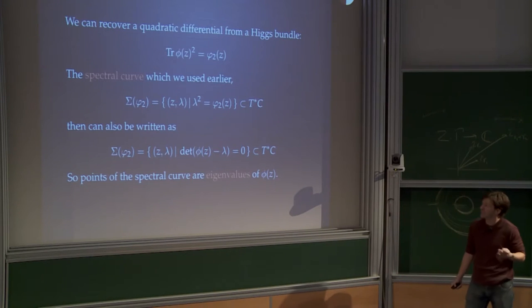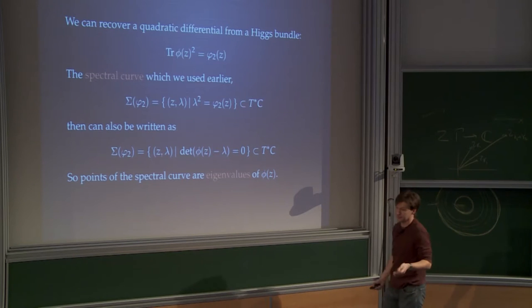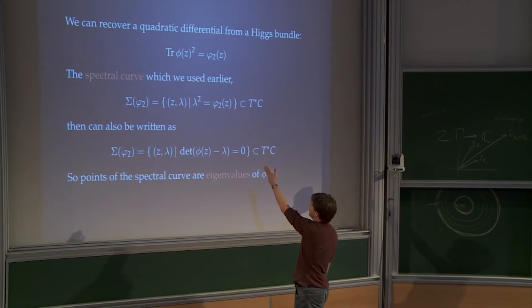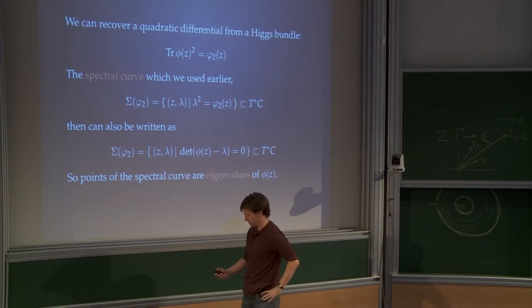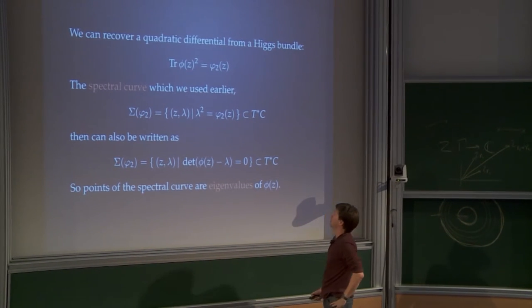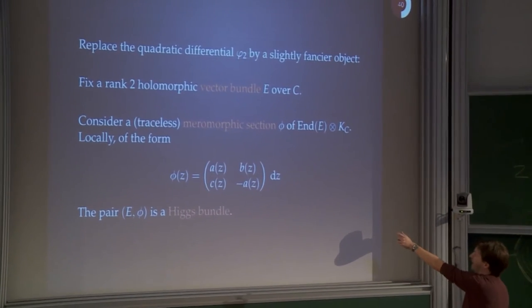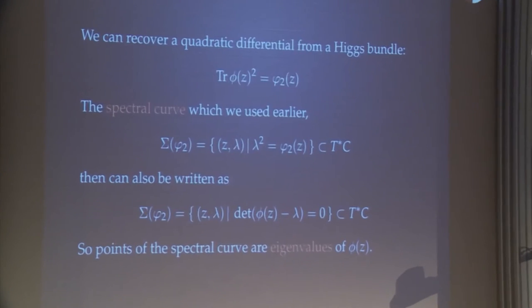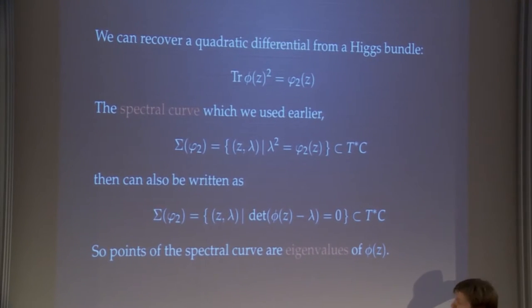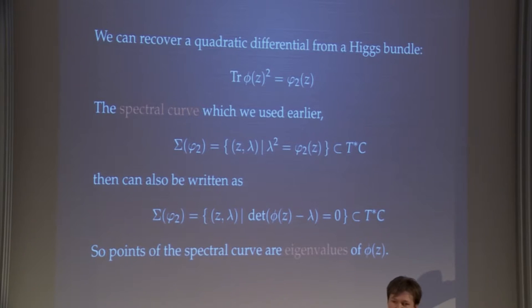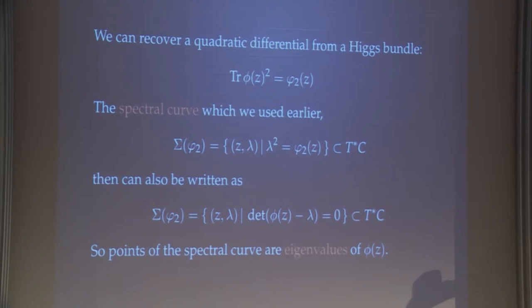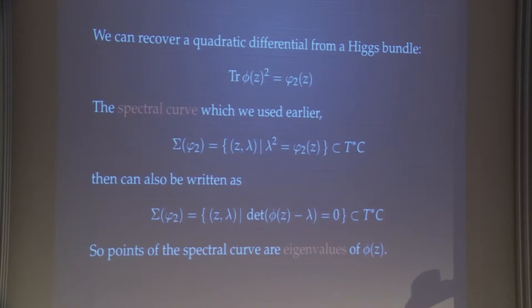Now, given one of these Higgs bundles, we can recover a quadratic differential. How do we do it? We just take the trace of the square of this field that we called phi. Phi was a one-form valued thing, and so its square will be a quadratic differential. We take the trace of that, then that's a globally defined thing that doesn't depend on any trivializations. So instead of the quadratic differential, we'll think about these Higgs bundles.